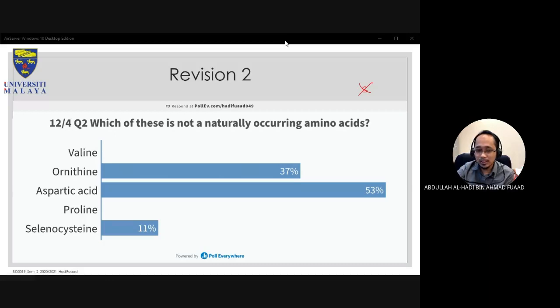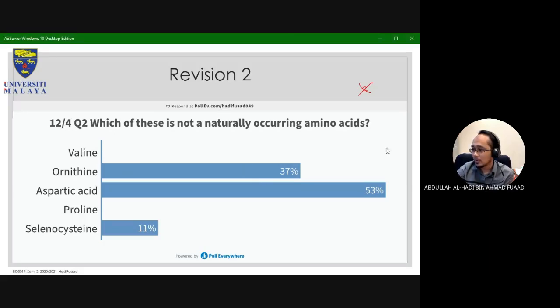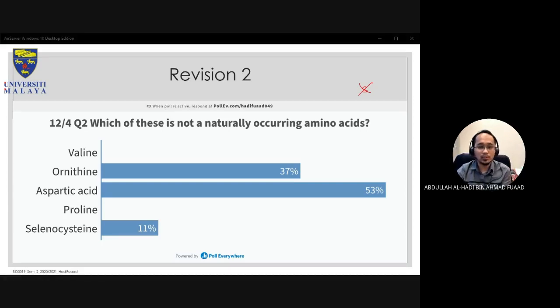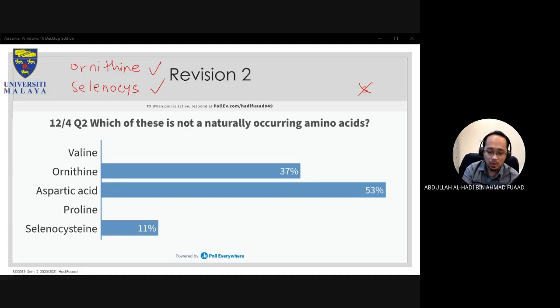Time, 10 more seconds. Okay, 5, 4, 3, 2, 1. All right. So this question has 2 answers. If you choose ornithine, and if you choose selenocysteine, you are correct. Because again, this question asks for which one is not, the keyword is not, a naturally occurring amino acid.